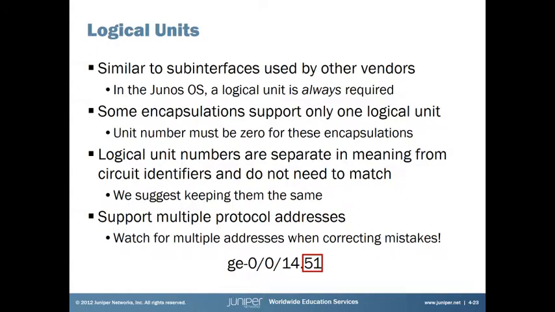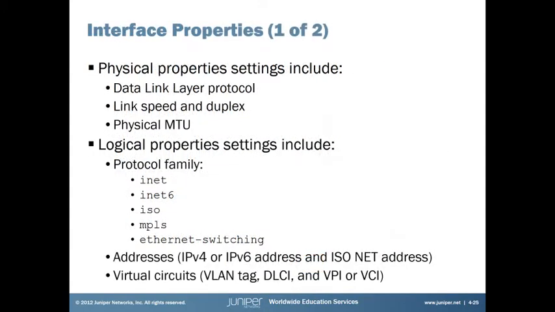Support for multiple protocols. One of the points here is to watch for multiple addresses when correcting mistakes. I mentioned this before: in Cisco, you just put the address on again to correct a mistake. With Juniper, if you do that, you'll end up with two addresses on the interface instead of one.